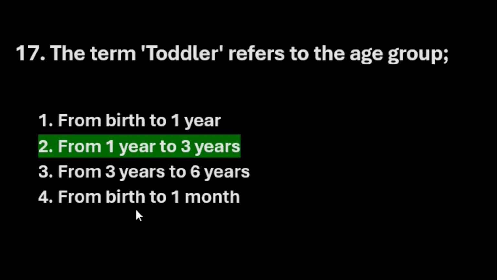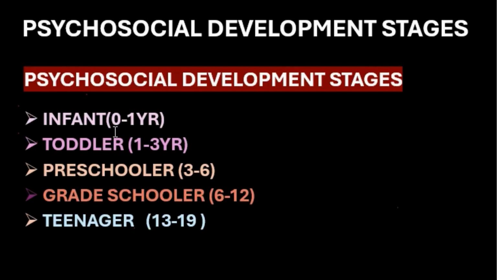Birth to 1 year is infant. Birth to 1 month is neonate. And 3 years to 6 years is preschooler. You can see here the options. Infant 0 to 1, toddler 1 to 3, preschooler 3 to 6, grade schooler 6 to 12, and teenager 13 to 19.